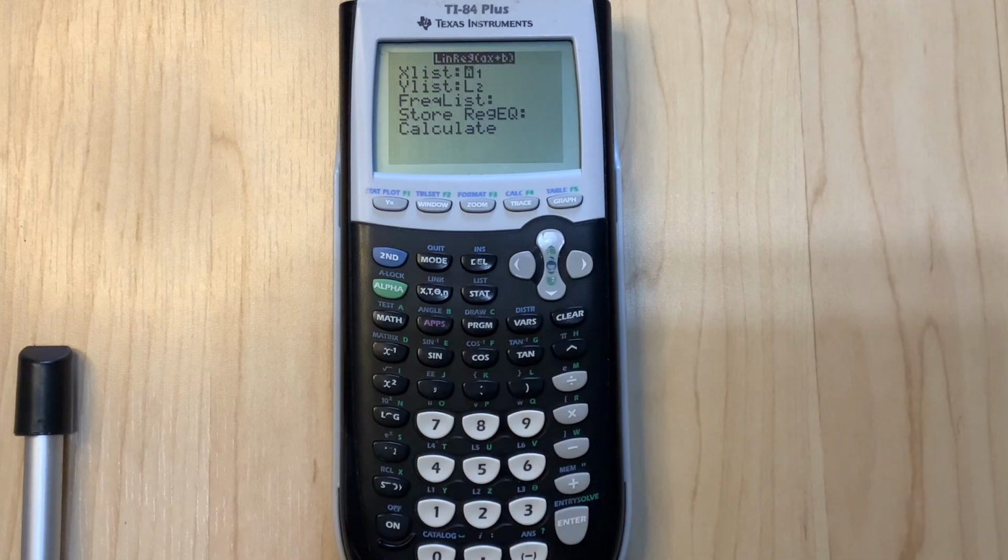And so far, it's nothing fancy. X list is L1, Y list is L2. Hit Calculate. And it's going to give me a correlation pretty much of -1 and an equation of -1.09x plus 105-ish.